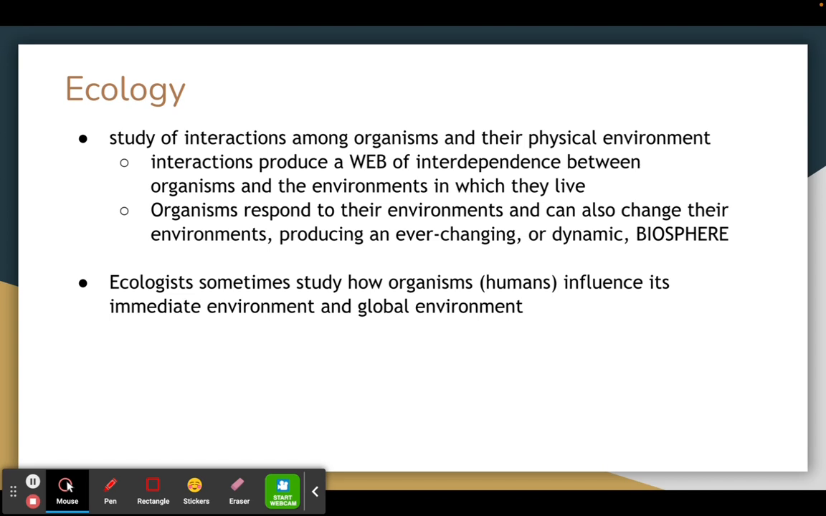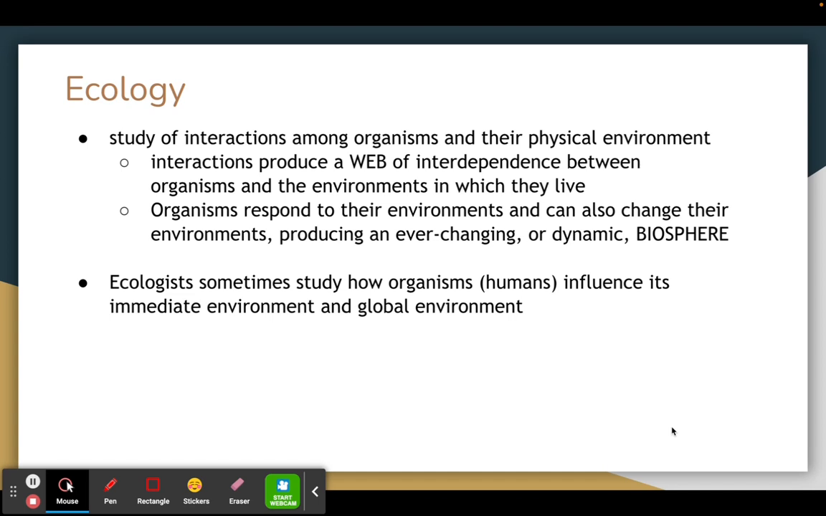The way that things interact produces a web of interdependence. So basically how things depend on one another, and on the environments in which they live. They also need to react to changes in the environment, because we live in this biosphere that is ever changing and dynamic. Sometimes ecologists, those are the scientists who study ecology and how living and non-living things interact, also study specifically how humans influence the immediate environment and their global environment.